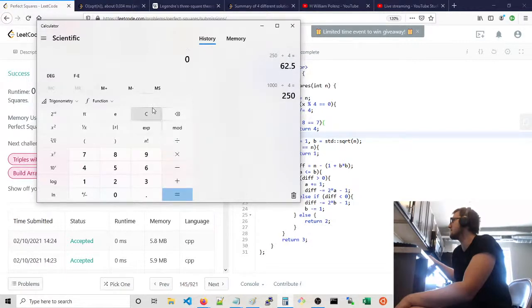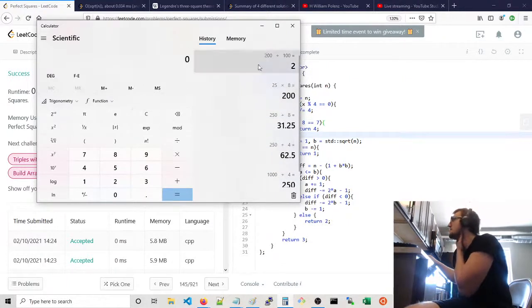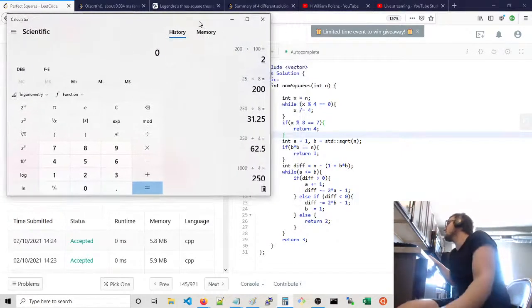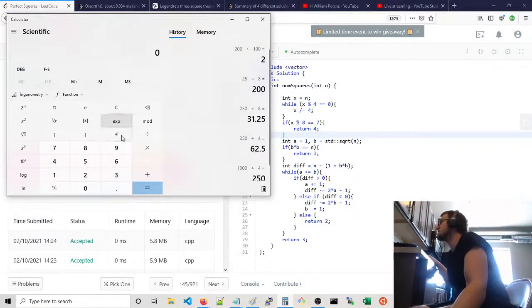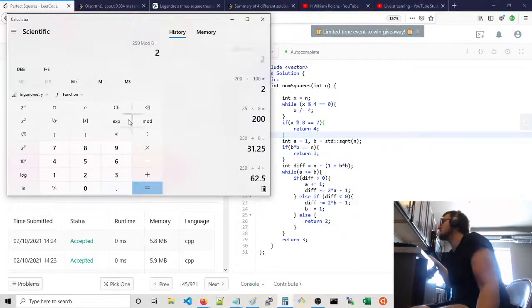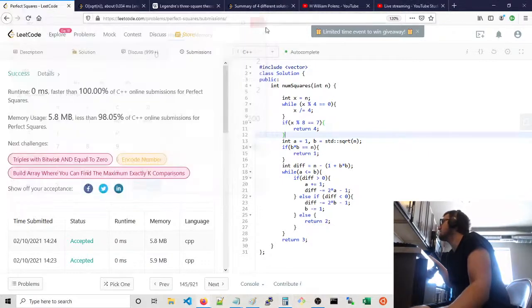No. So we get 250 divided by 8. 0.25 times 8. So that's what? Wait a minute. What? What's 250 mod 8? I don't know. Okay, it's 2. Alright, thought it might be, but anyway. It's not 4.